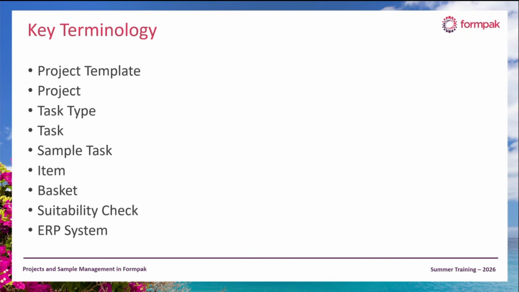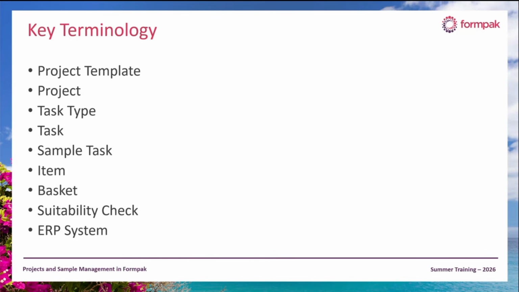Terminology. The key terms that we're going to use throughout the session are, first, project template. This controls what appears on the project and which tasks are created. A project template can include project attributes, project properties, and task types. A project is the overall container for the work, and it holds the customer request, the project details, dates, parties, notes, attachments, applications, sample information, and tasks that need to be completed.